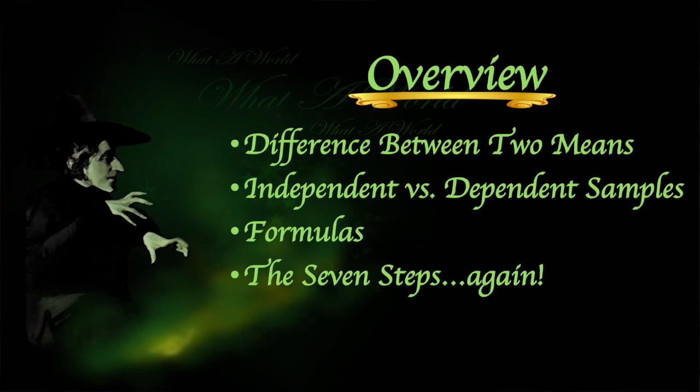After that, we're going to differentiate between independent samples and dependent samples. While we use the t-test for both independent samples and dependent samples, we have different formulas that correspond with each type of design. And that will take us directly into our third point of discussion, the different formulas. And I can't wait to show them to you. And to wrap up our discussion, we're going to revisit the 7-step method for hypothesis testing.